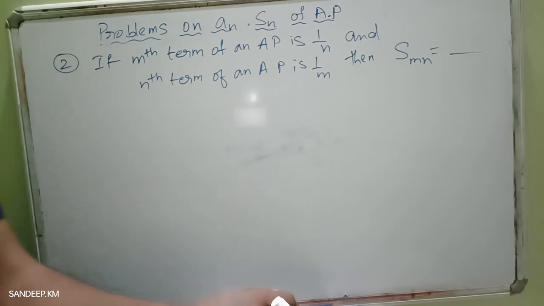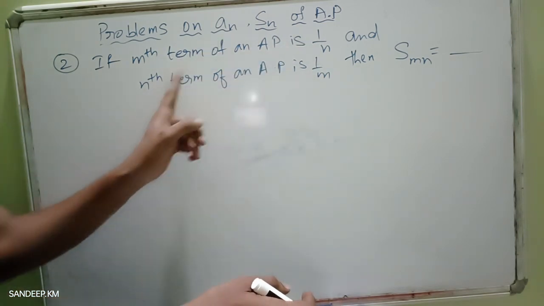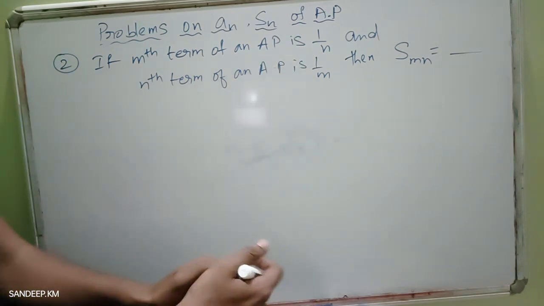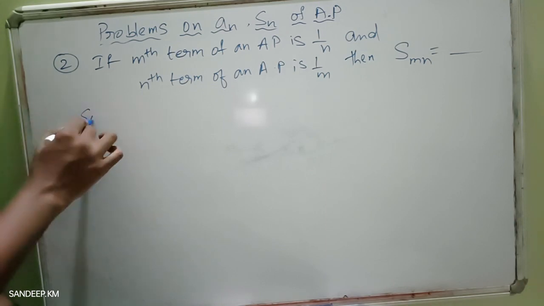Here is our second question. If the mth term of an AP is 1 by n and the nth term of the AP is 1 by m, then what is the sum of mn terms? Okay, so let us see the solution.